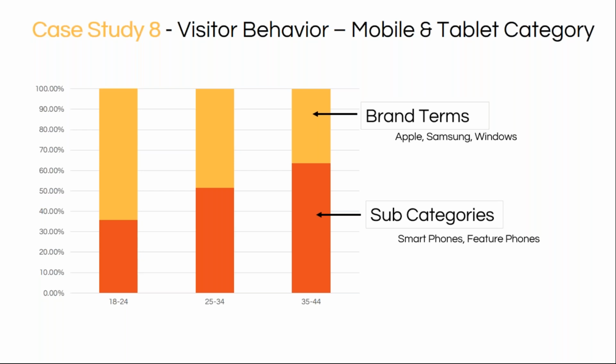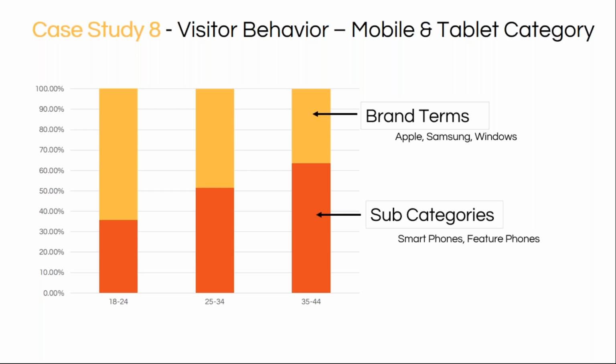So this is a good insight. If you target older people, you shouldn't go with brand campaign. You should target subcategories like smartphone or the feature phone. If you target younger audience, 18 to 24, they are very brand loyal and they know about the brand. You should target brand campaign. This is a good insight.